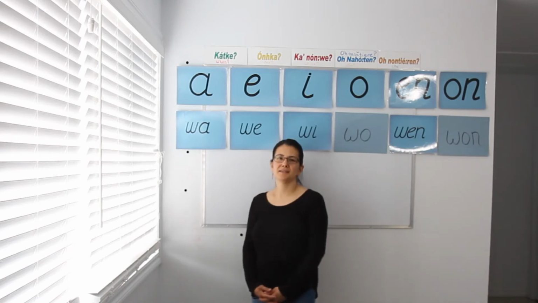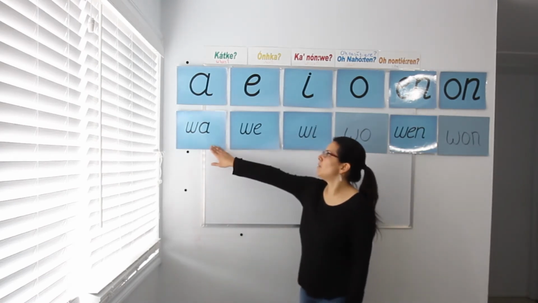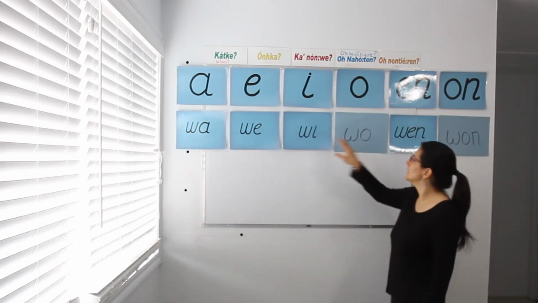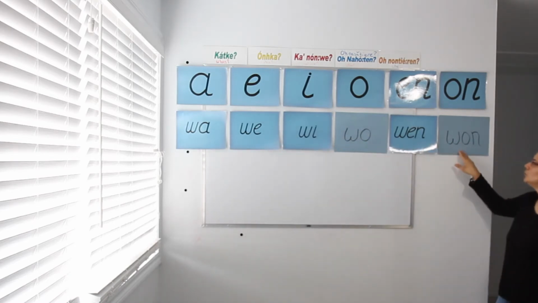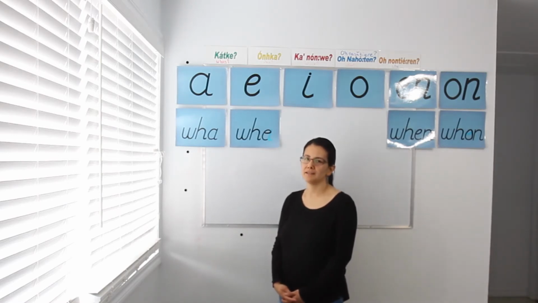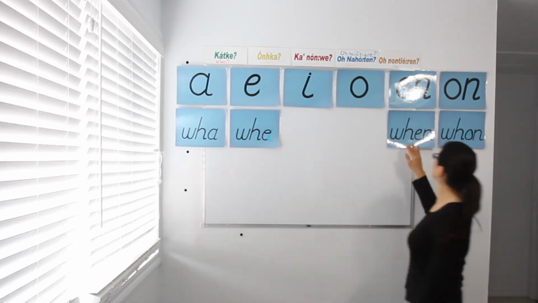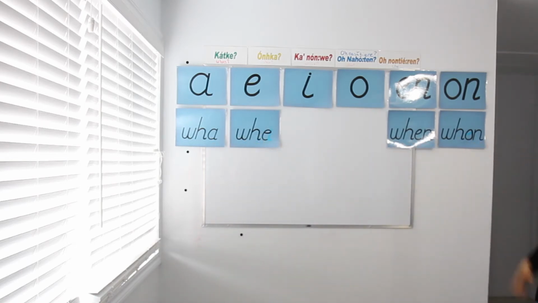And W sounds like w. So incorporating W with the vowel sounds goes wa, we, wi, wo, wa, wu. And WH sounds like a soft F. So incorporating the WH with vowel sounds, fa, fe, fi, fu.